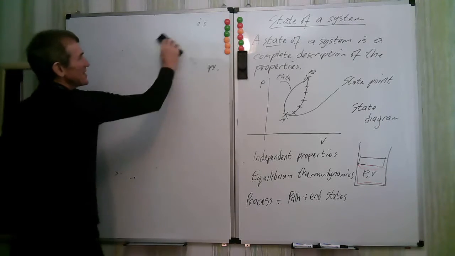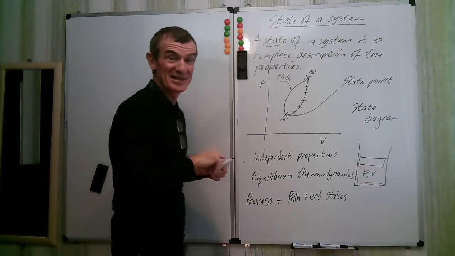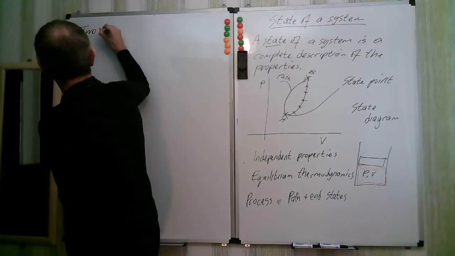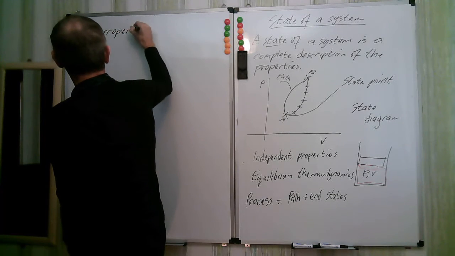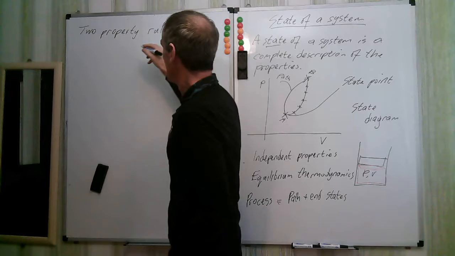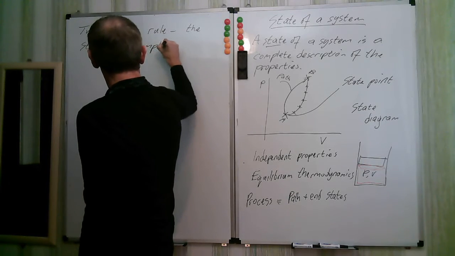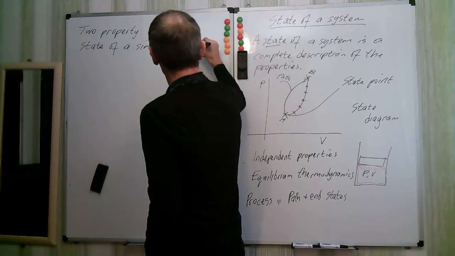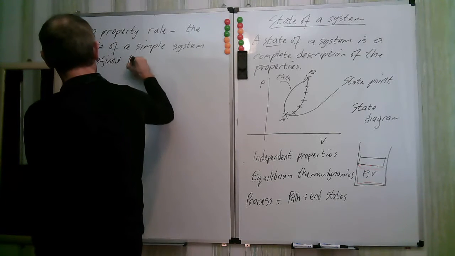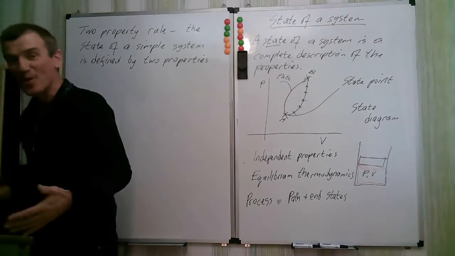Now, for the type of systems that we're looking at, which we call simple systems, they depend only on two properties. This is not a law, but we have something called the two property rule. The state of a simple system is defined by two properties. People ask me about this. It's not a law.